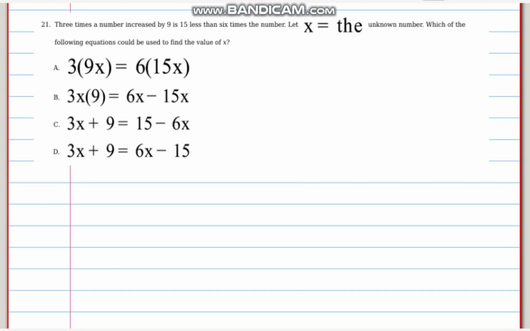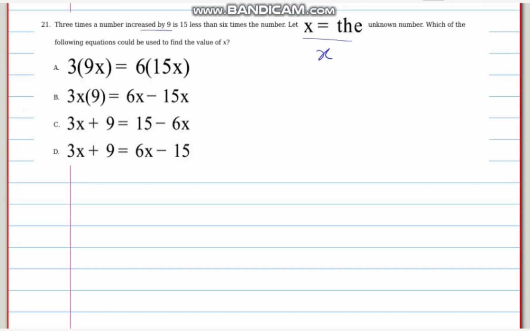There is question number 21. Let me read the question. 3 times the number increased by 9 is 15 less than 6 times the number. Let me rub this. 3 times a number increased by 9. He said this is any number, let the number be x. X is the number, and he says 3 times a number increased by 9 is 15 less than 6 times the number.